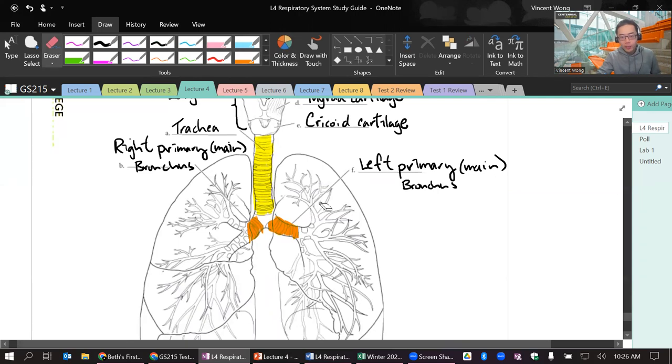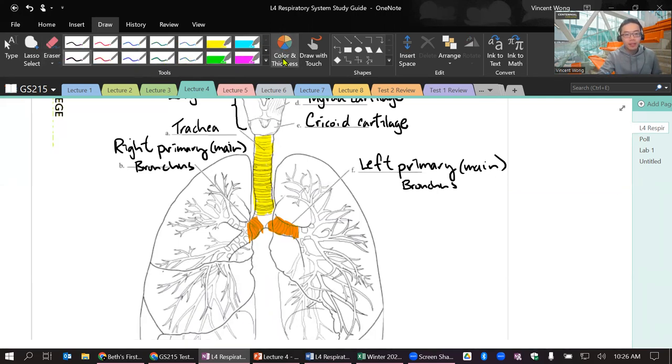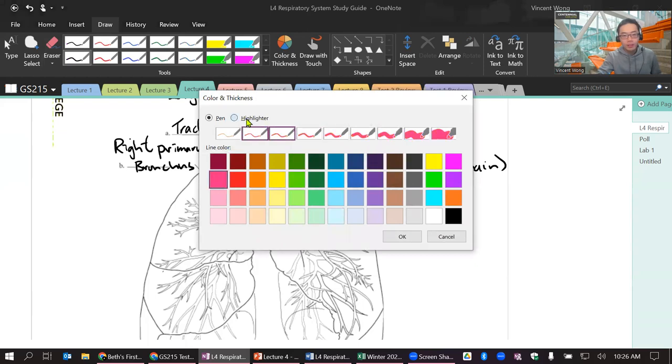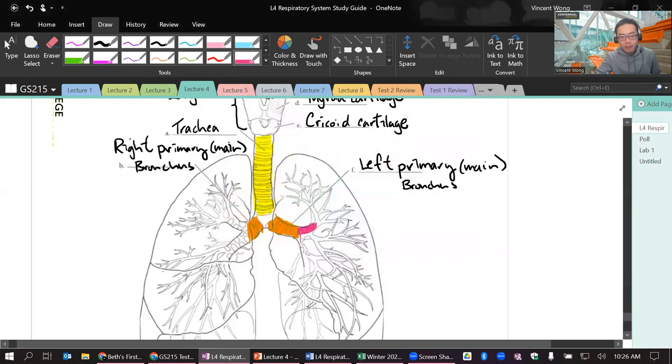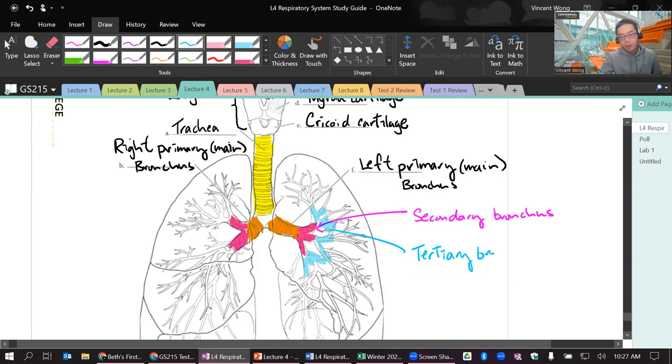Now, it will continue to branch inside the lungs. Let me see if I can do this for you without making it too confusing. So like immediately coming off, these would be like the secondary branches, right? Secondary bronchus. And then continue to branch off to smaller ones, right? On the other side as well. These would be the tertiary bronchus.